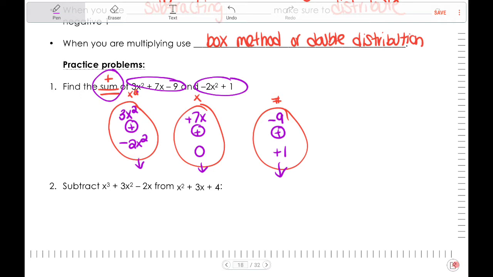So 3x squared, take away 2x squared is 1x squared. I'm going to bring down a 7x here. And then a -8. So my final answer for this one is 1x squared plus 7x minus 8. That was ugly. There you go.